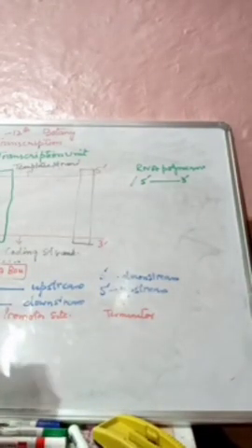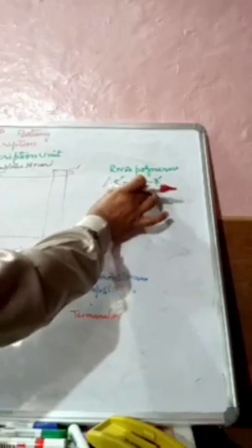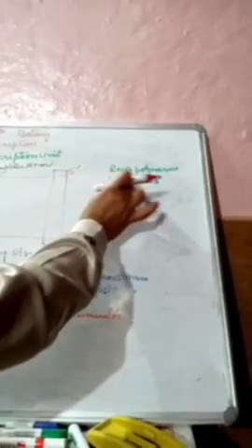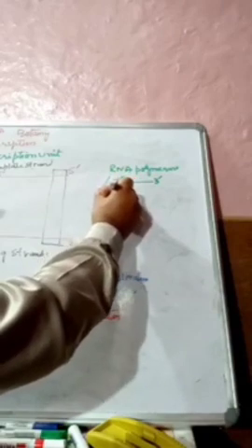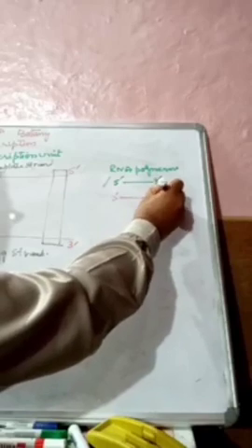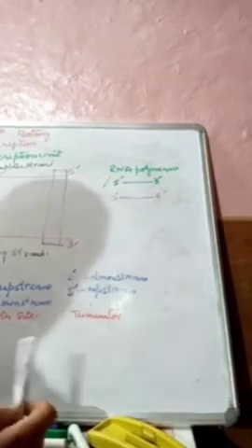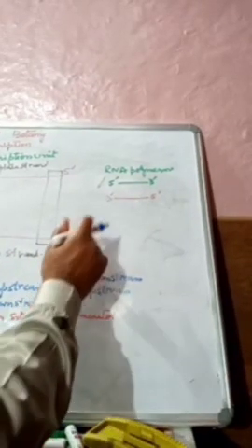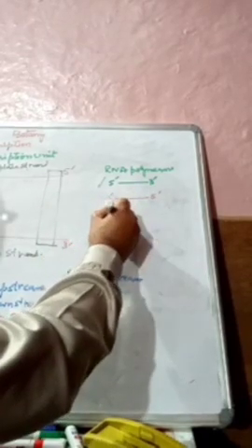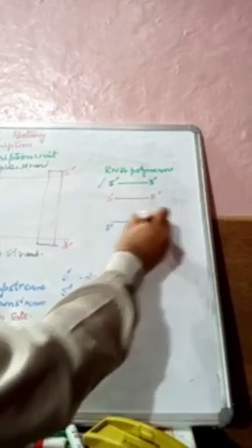Now see here, if this is our template strand, we know this template strand is always in the 3' to 5' direction. And our coding strand is always from the 5' end to the 3' end.